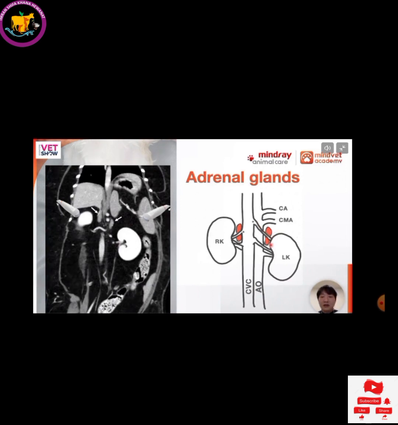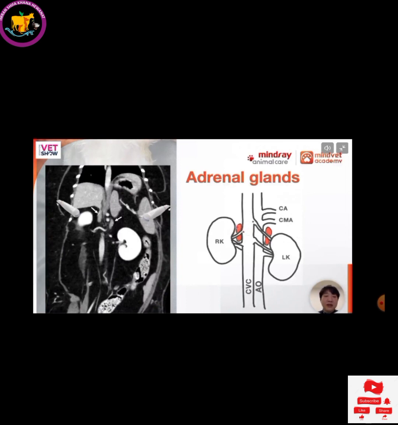The right adrenal gland is more difficult to detect compared to the left. However, it is located near the caudal vena cava. This is the caudal vena cava. First, find the right kidney and sweep the probe medially until the caudal vena cava is visible. The right adrenal gland can be detected in this area.